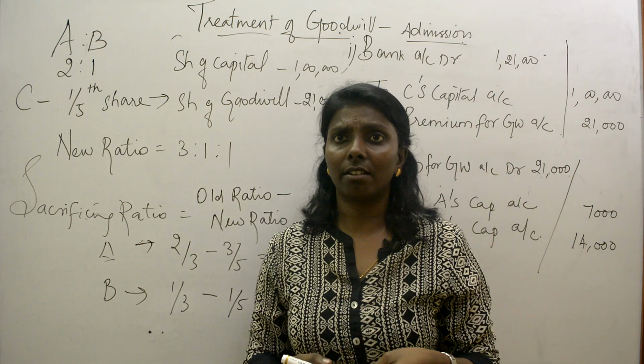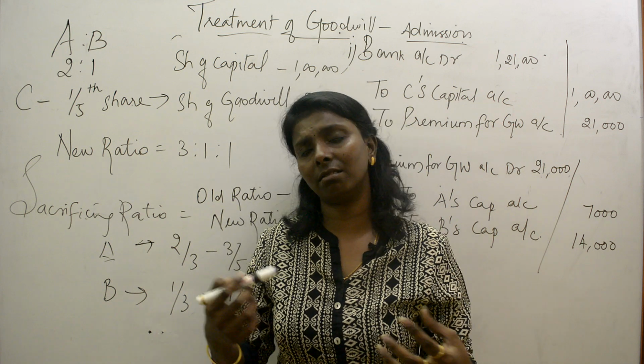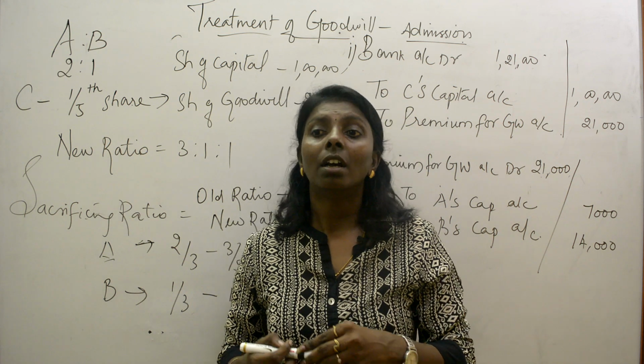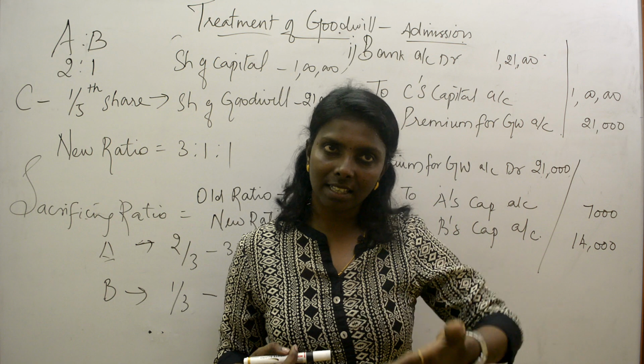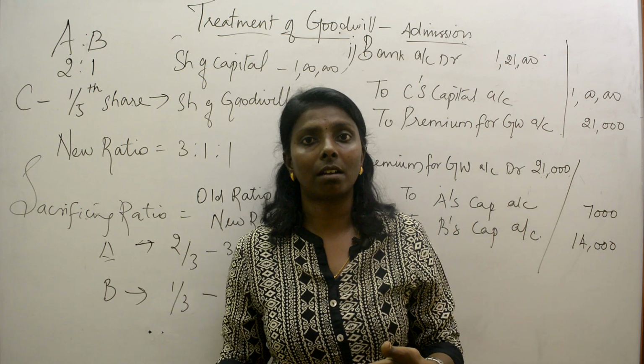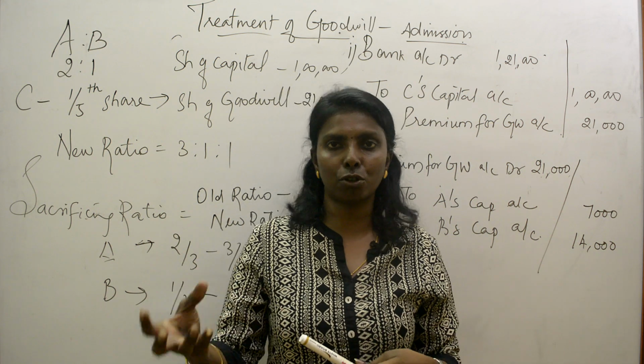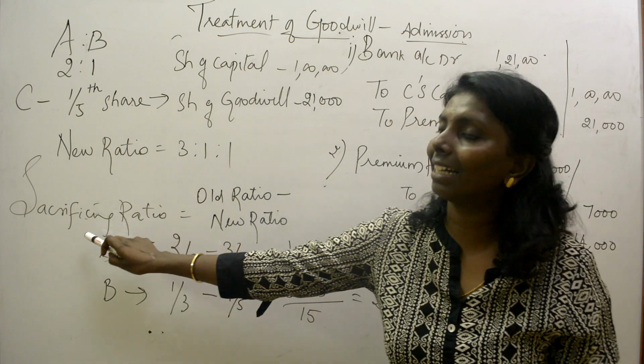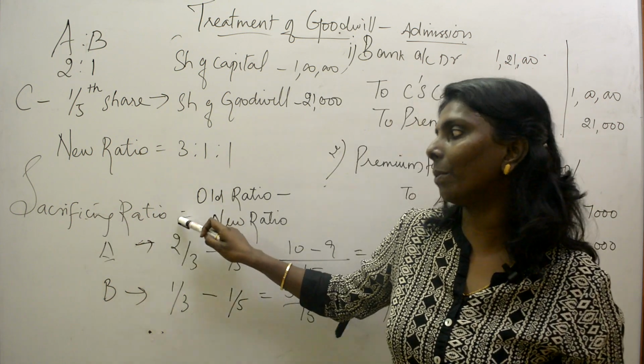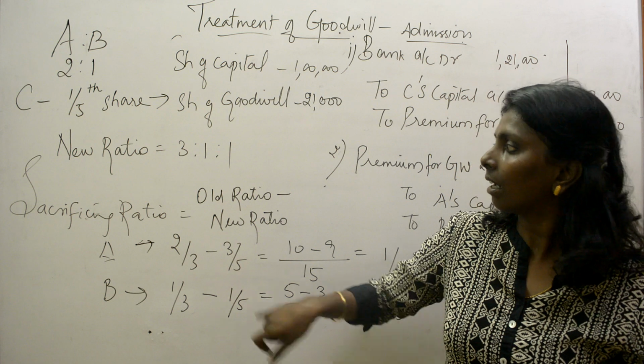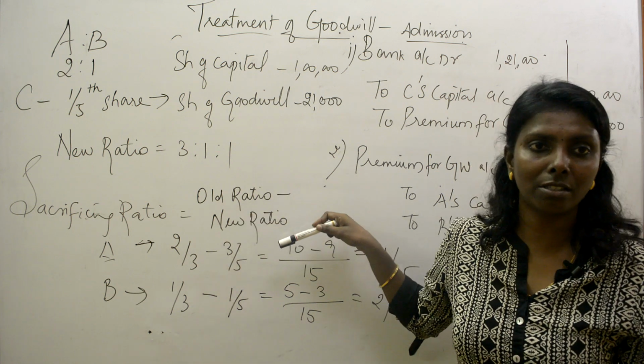When I say sacrificing ratio, it's a new term for you. Why do we calculate sacrificing ratio? It's because when a new partner is getting admitted, the existing partners ought to sacrifice some portion of their share. So we're going to calculate the sacrificing ratio. How we calculate it is old ratio minus new ratio.